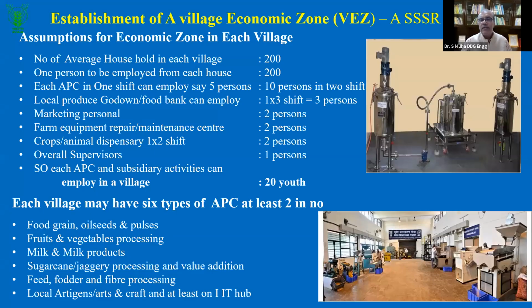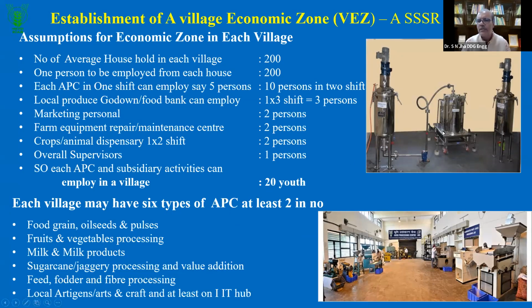Then another new initiative, and I say personally, scientific society social responsibility and establishment of village economic zone. These are some assumptions: six types of agro-processing centers can be developed, and each center can employ 20 youth. So if the village has 200 families, each family may have one employee, and they will hardly require to go outside their village or their town.